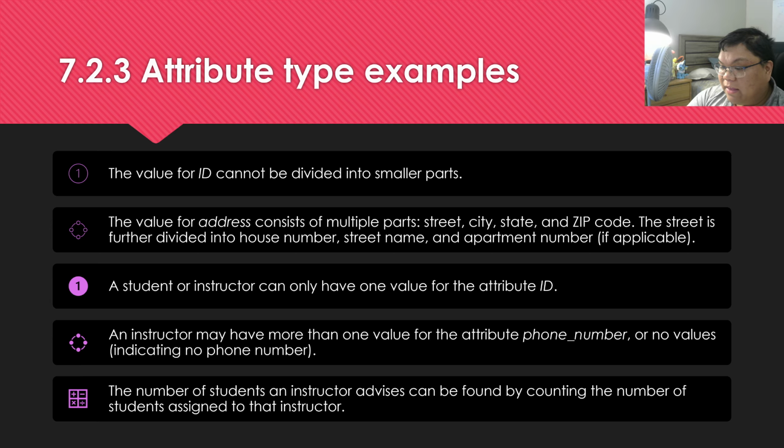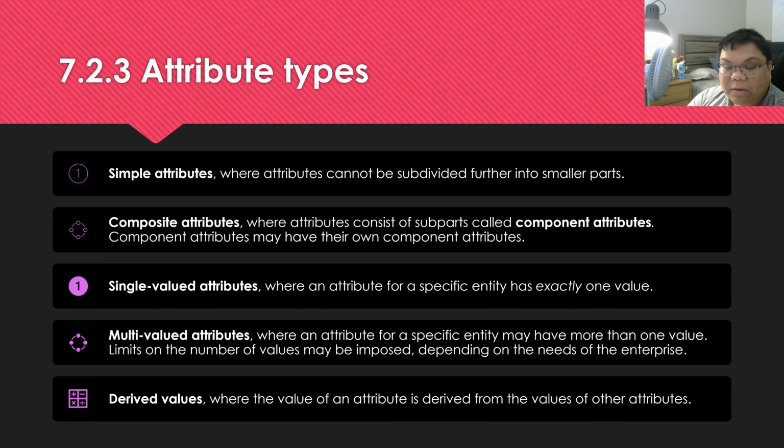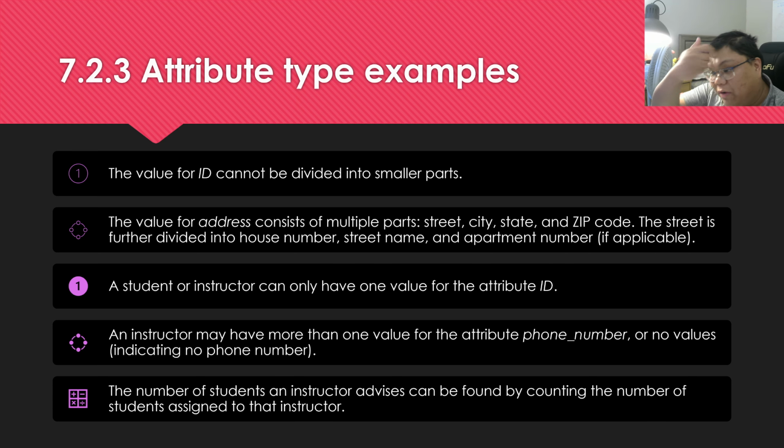An address is a composite attribute, but it could also be a single value attribute. Or rather, its components could be all single value attributes. The point is, we need to have one value for the address, even though the address is split into multiple parts, like street, city, state, zip code. And then the street itself is further subdivided into house number and street name, and if applicable, apartment number.